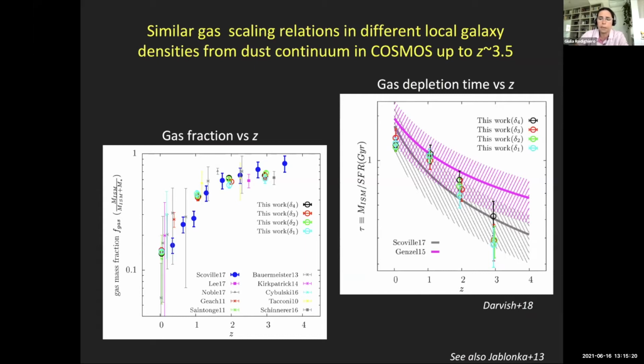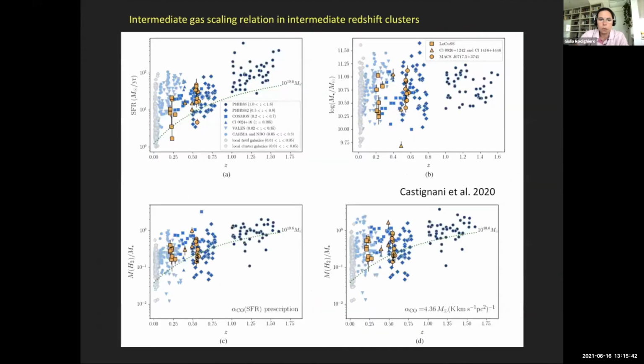But just a brief summary: this topic has already been covered by other authors, like the work by Ben Darvish, who showed in Cosmos that if you look at the gas mass fraction and the depletion time of sources in different locations, in different densities, there is basically no difference with respect to galaxies in the field, which was also shown by Andra a while ago. Also Gianluca Castignani showed, more in real protoclusters, in the extreme peaks of the star formation rate environment, that if you compare field to clusters, the average gas fraction, even assuming different prescriptions for the alpha CO to convert the CO emission into a mass, does not show statistical differences.